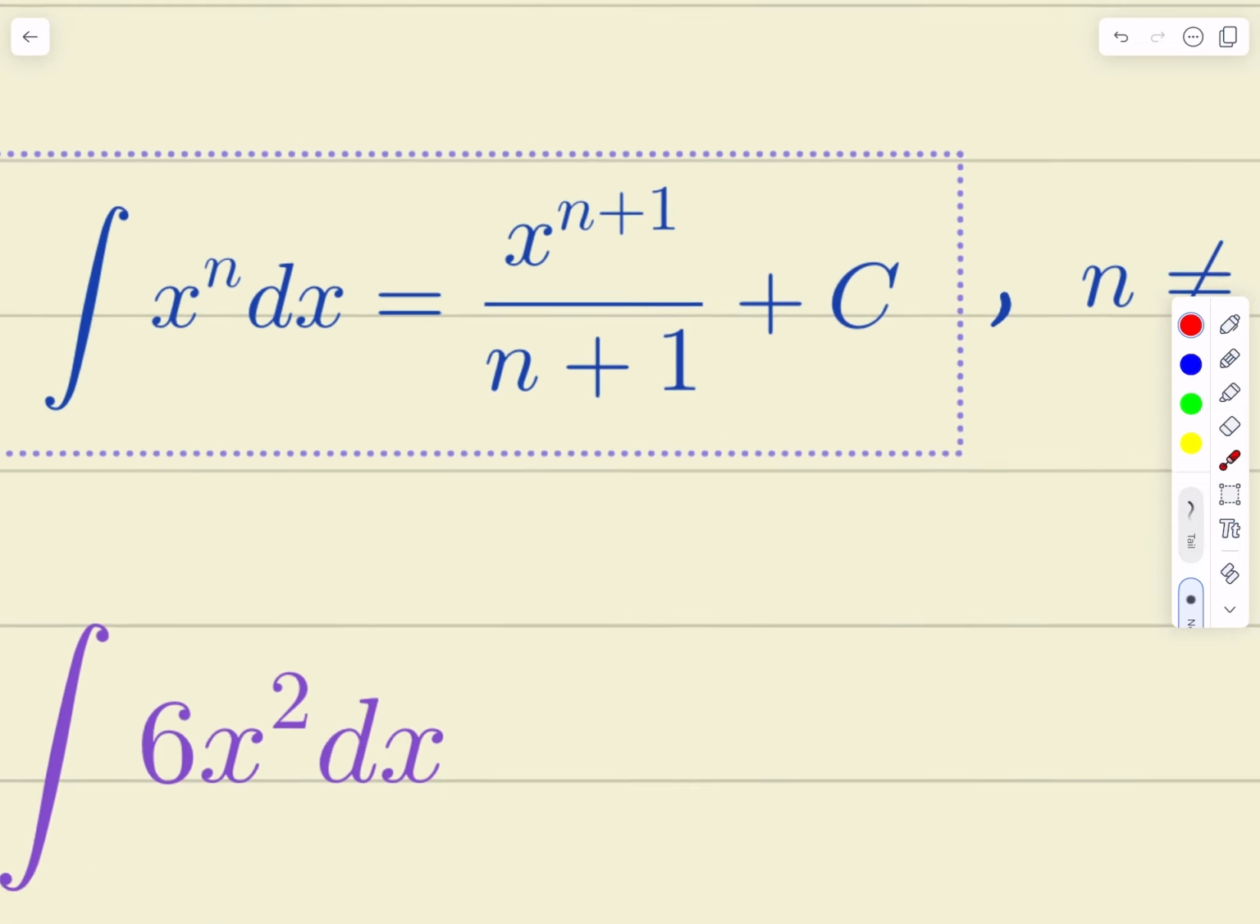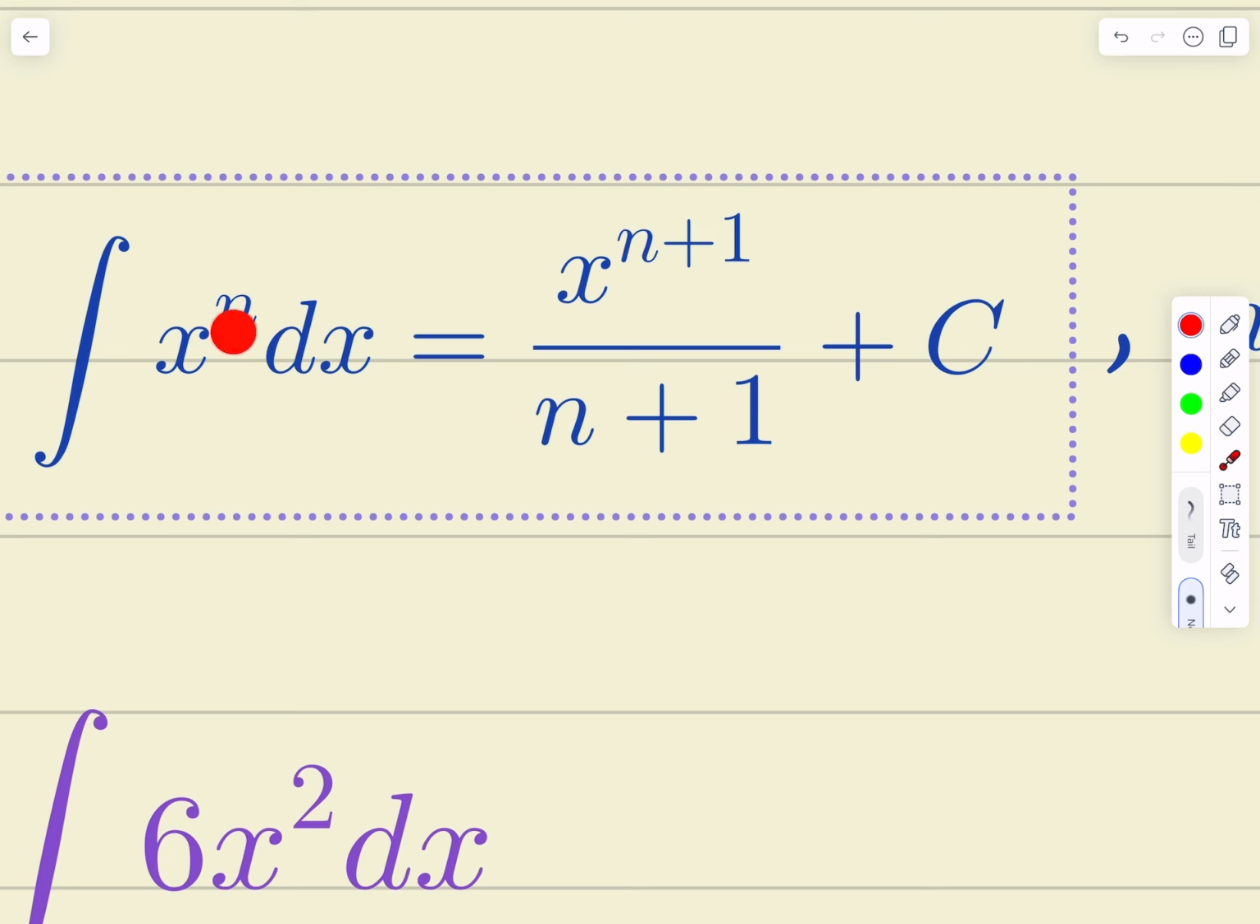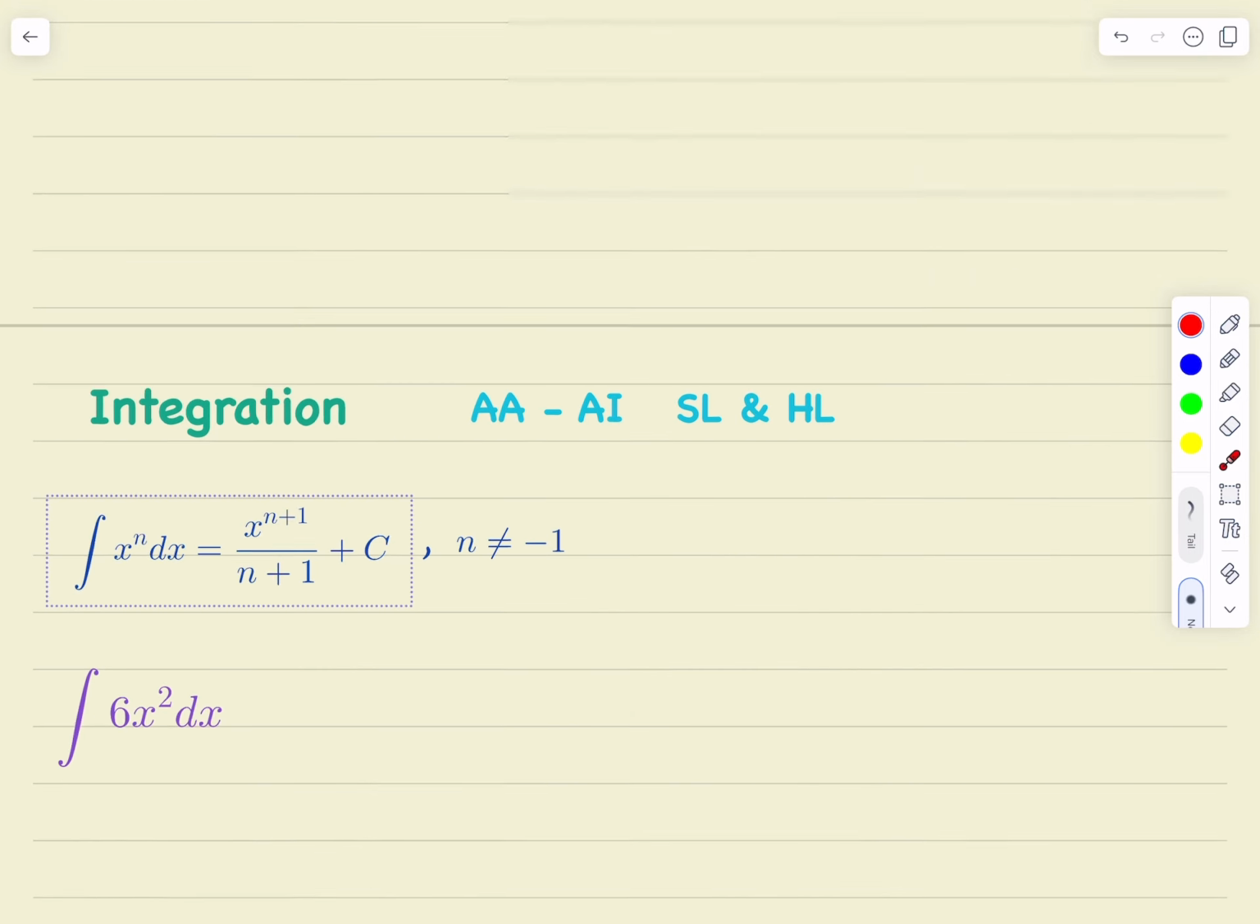So here, to apply the power rule of integration, or to integrate x power of n, first we increase this power of n by 1, or we add 1 to the power, and then we divide by the same new power. Then we add the constant c that we'll explain now.